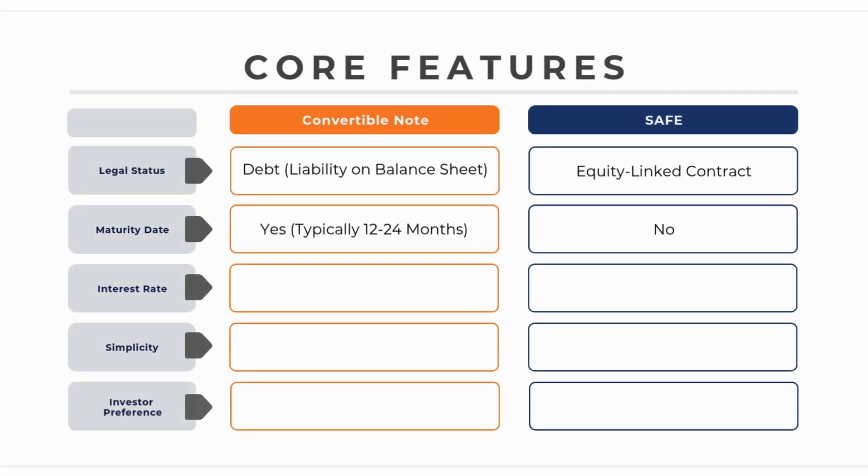Now, with convertible notes, there's typically a maturity date. So if all else fails, your final conversion is going to be that maturity date, typically about 12 to 24 months after the note was signed. That'll trigger a conversion where the investors can exercise a couple of different options.